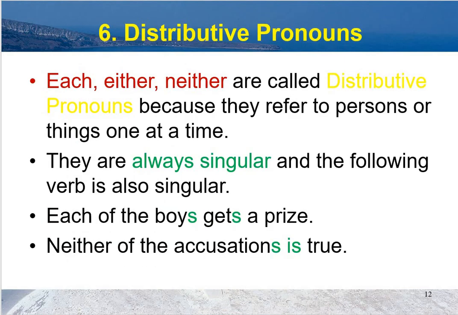Now move to the next part, that is distributive pronoun. Each, either, neither are called distributive pronouns because they refer to persons or things one at a time. They are always singular and the following verb is also singular. Each of the boys gets a prize. Remember, each, either, neither are distributive pronouns. Neither of the accusations is true because neither is singular, each is singular, so you will use singular verb.